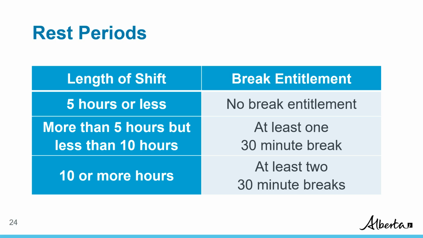Exceptions to this rule would be if one of the following occurs. An accident occurs or urgent work is required, other unforeseeable or unpreventable circumstances, different break arrangements have been made through a collective agreement, or it is not reasonable for the employee to take a rest period. If the employee is unable to take their break, then that break must be paid.